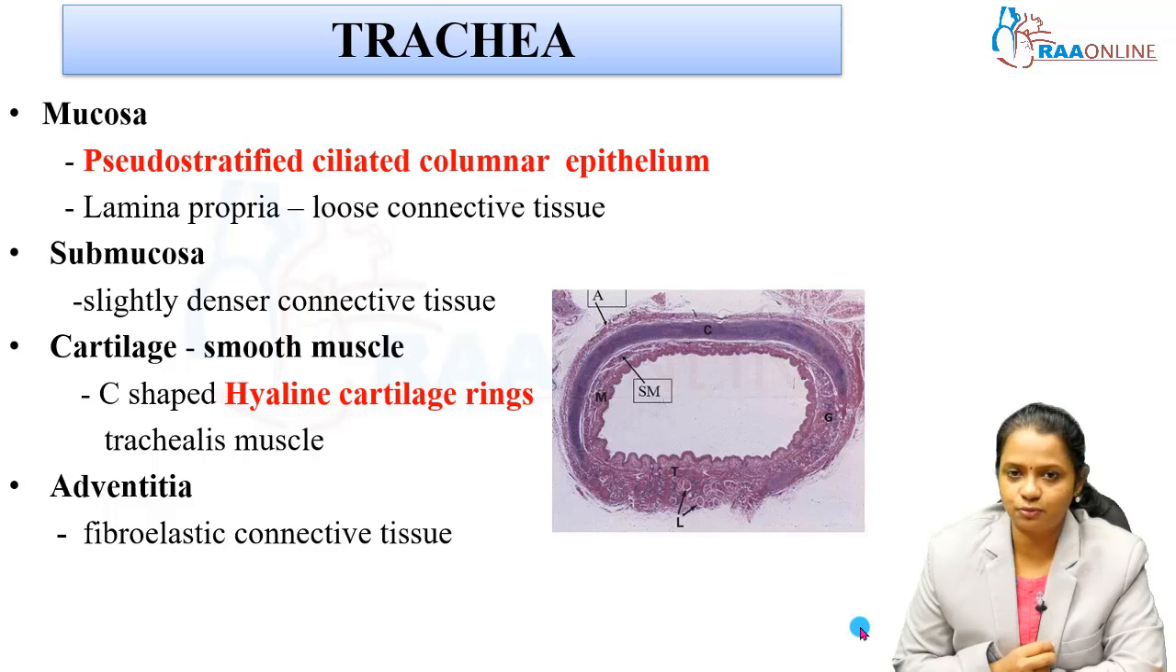The lamina propria is the connective tissue component of the mucosa. The submucosa is a dense connective tissue, and the adventitia is the fibroelastic connective tissue. Now we will see each layer in detail.